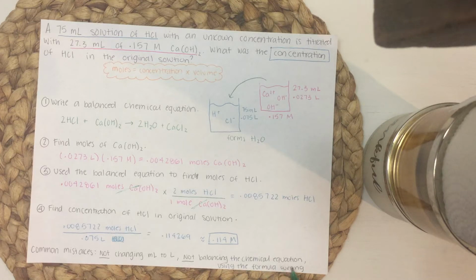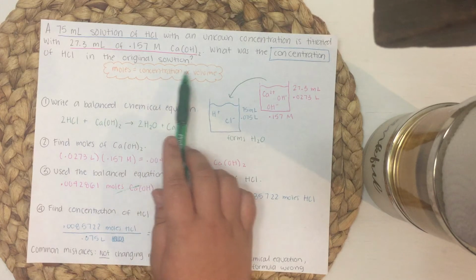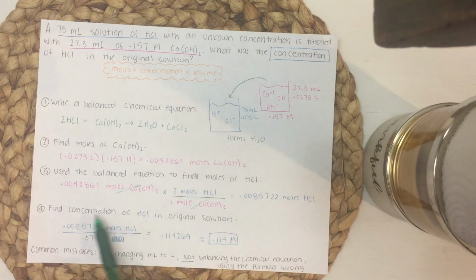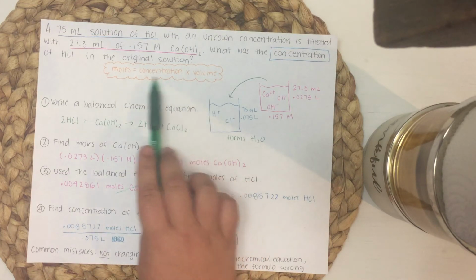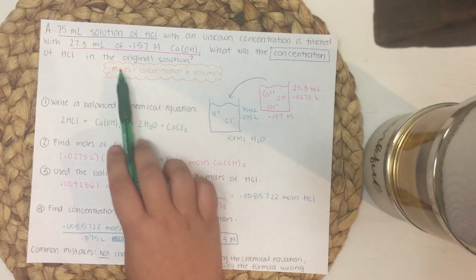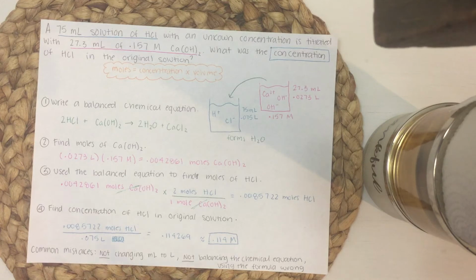And using the formula wrong, so in this case, we're using the formula moles equals concentration times volume. So for example, here we are finding concentration, so we would divide by volume on both sides. So divide moles by volume. That's algebra. So, yeah.